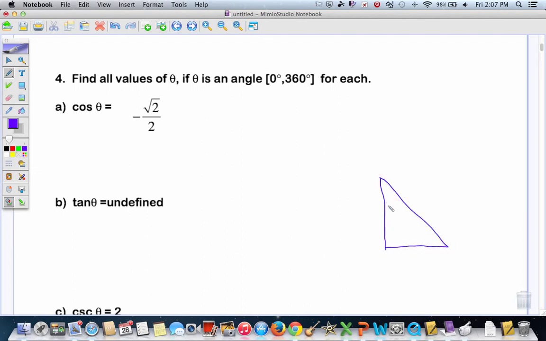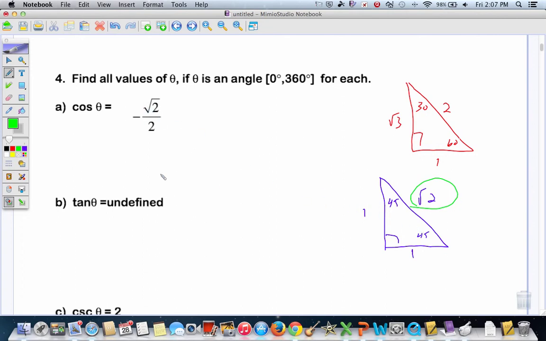So cosine is negative square root of 2 over 2. Over here to the side, I'm going to sketch in our 45, 45, 90 triangle and their sides. And I'm also going to sketch in our 30, 60, 90 triangle. So let's go 60 here, 30 here, and 90, 1, square root of 3, and 2. So as I look at those two triangles, only one of those contains a square root of 2. That's right down here in our 45, 45, 90.